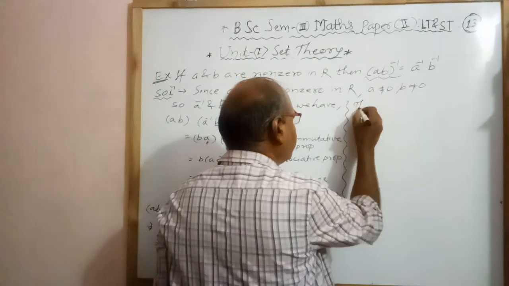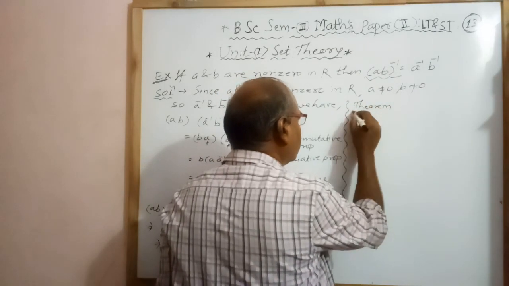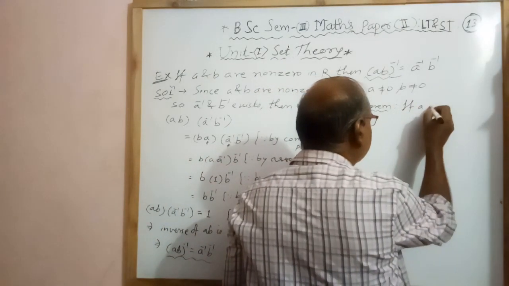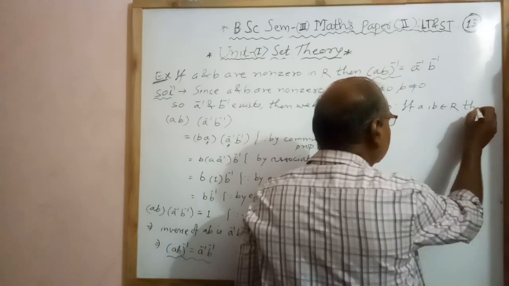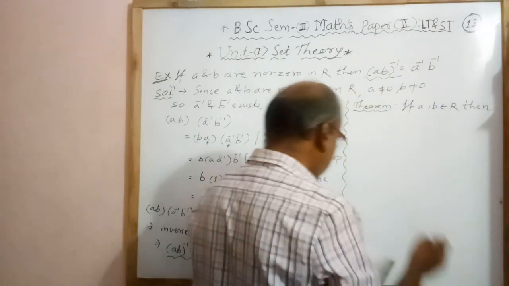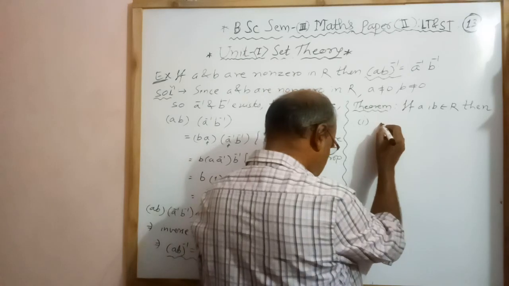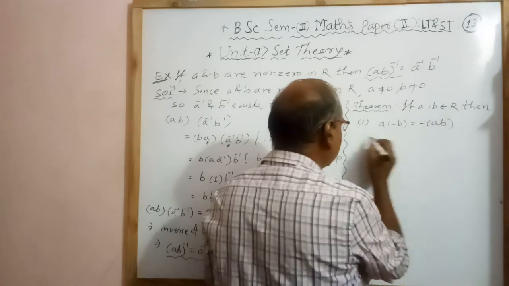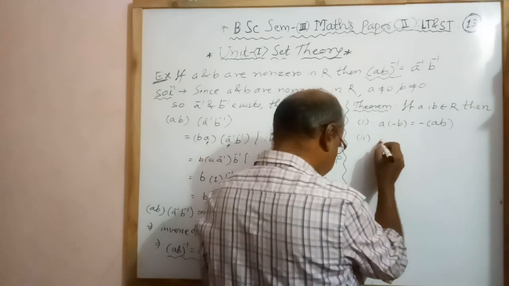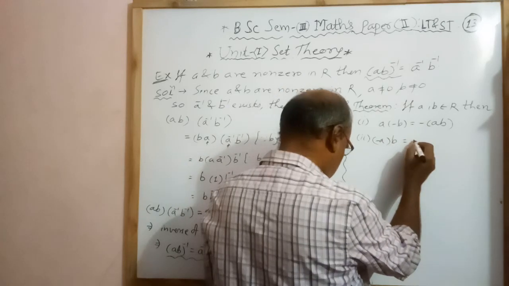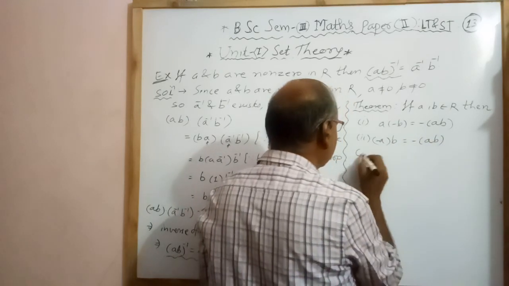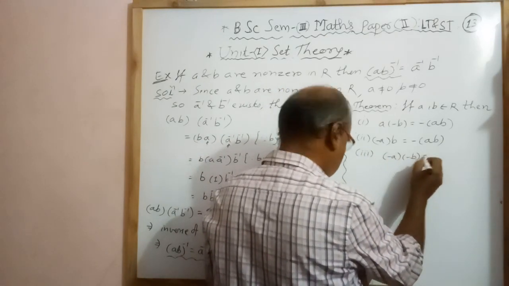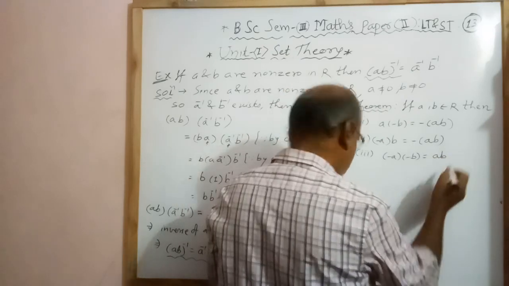Then we put the next theorem. If A, B belongs to R, then first, A into minus B equal to minus AB. Second, minus A into B equal to minus of AB. Third, minus A into minus B equal to AB.